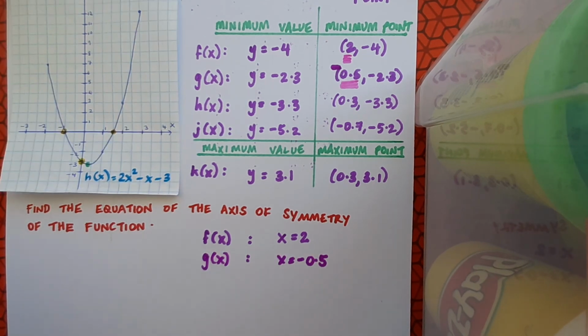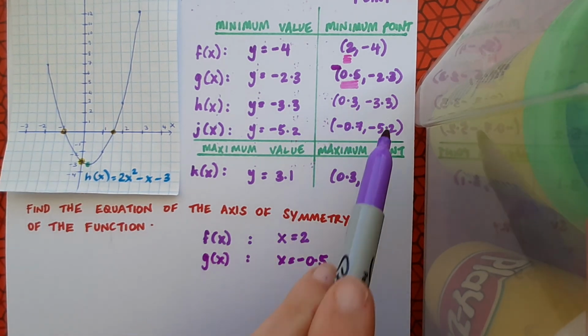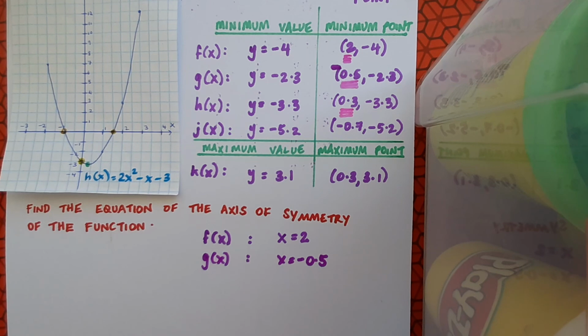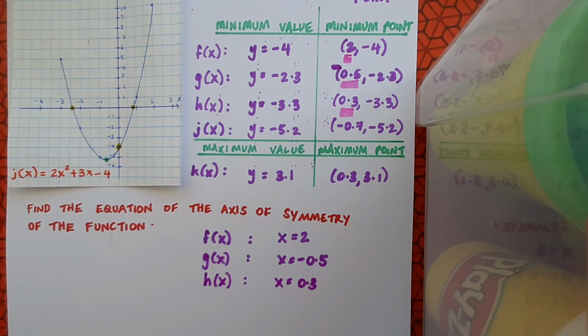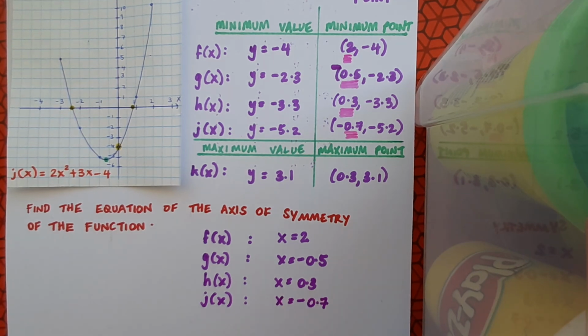H of x, we saw had a minimum point at (0.3, -3.3). Again, just take the x part of the point. x equals 0.3 is the axis of symmetry. Here's j of x. Here's its minimum point. We note that point is (-0.7, -5.2). We take the x part of that point to get the axis of symmetry. So in this case, the axis of symmetry has an equation x equals -0.7.